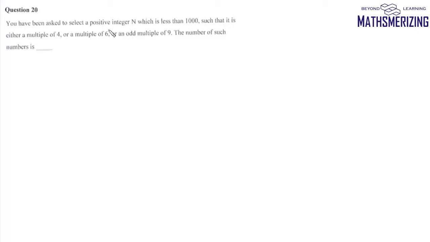Now question number 20, it says, you have been asked to select a positive integer n which is less than 1000 such that it is either a multiple of 4 or a multiple of 6 or an odd multiple of 9. So we'll say this event as A and this as B and this as C.